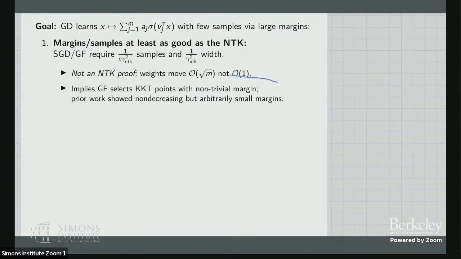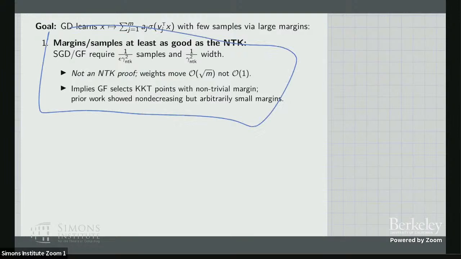The other twist is that proofs that used margins in the NTK could not actually establish that you achieve a large margin. The reason is that the way you measure the margin within the NTK regime is you subtract off initialization, whereas margins are typically used without the initialization subtracted off. If you do the conversion, you get a 1 over root m factor on your margin. So with this proof, I'll give the first result that gives a constant lower bound on the margin that you can achieve with two-layer homogeneous training, or any homogeneous training as far as I'm aware. Prior work gave non-decreasing margins, but they could be arbitrarily small, like I said, a 1 over root m factor.